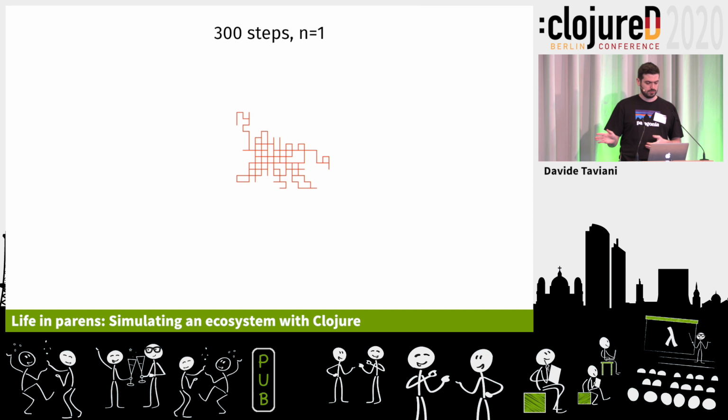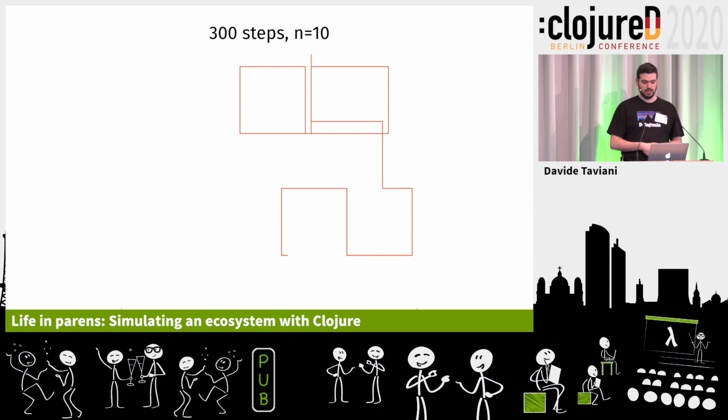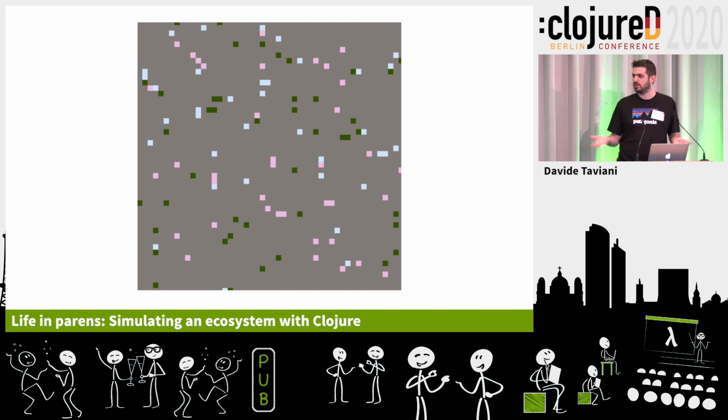N equal 2, you can see the moves are a bit bigger, and it's exploring a bigger area. And 5 is bigger, and 10 much bigger. The total area of the canvas explored is much bigger in this case. So now they are finding food, they're going at food, but they're not doing anything with it because, well, we haven't taught them how to do it.